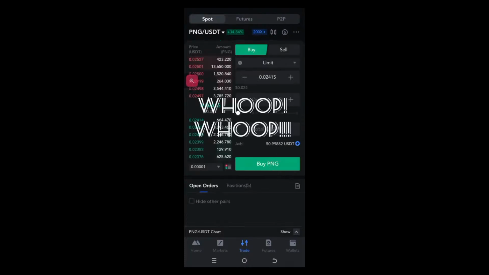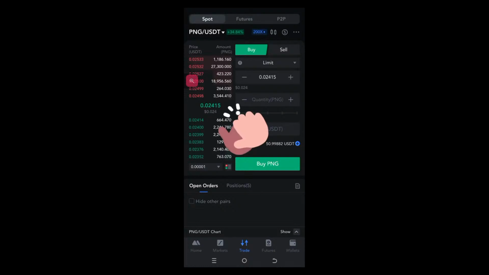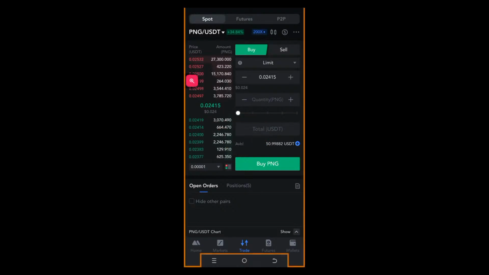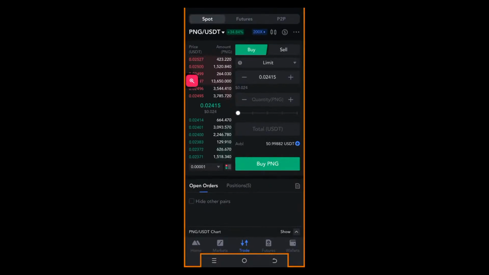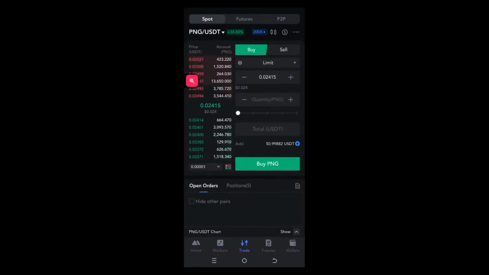Whoop, whoop. Can you see that? PNG has executed a second time. Awesome. And what do we have here? We've got 99 cents. Beautiful. This is practically almost $1. That is interesting. Can you see that? We made almost $1, which was almost 2% on PNG.